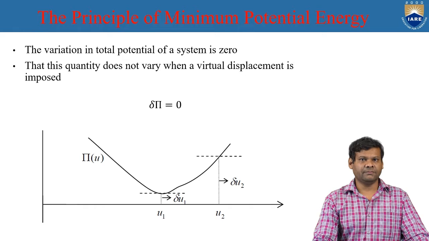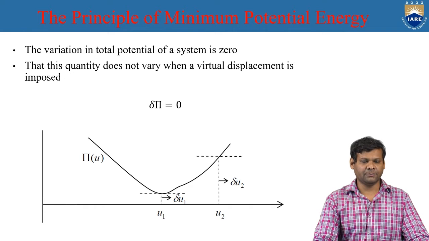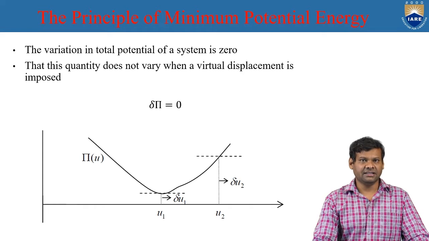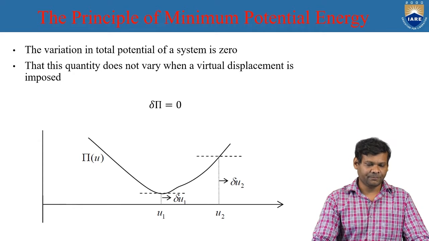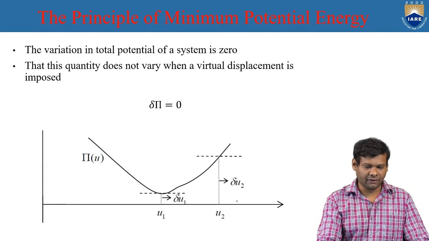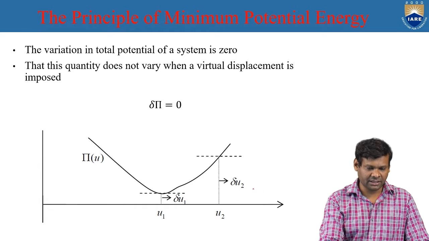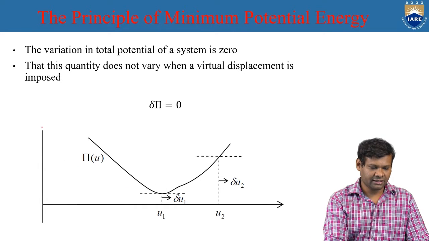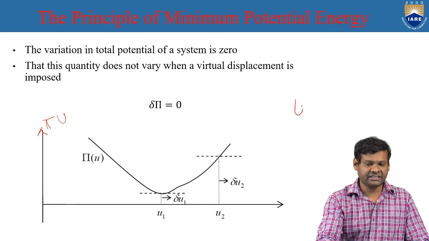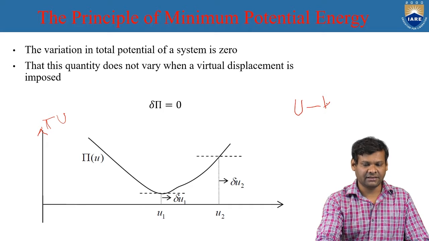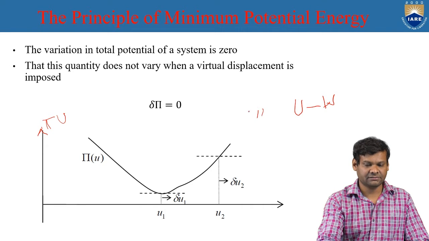And moreover, the principle of minimum potential energy doesn't vary in the presence of virtual displacements. This is a schematic of some arbitrary function. Let us say we have plotted pi of u. Pi is defined as the total potential of a system, which is the strain energy minus the external work done.